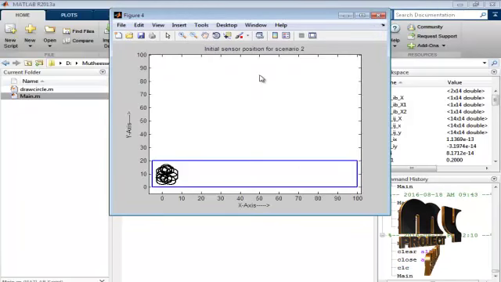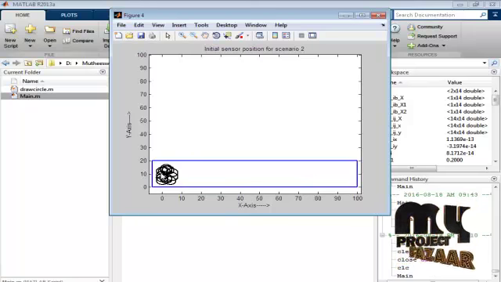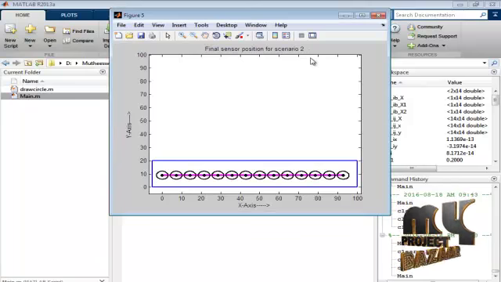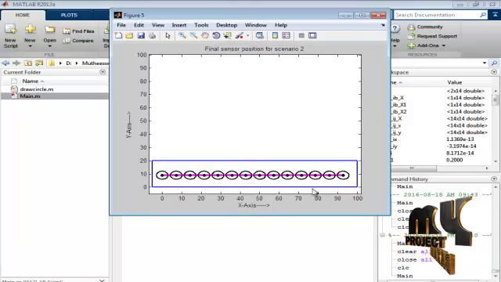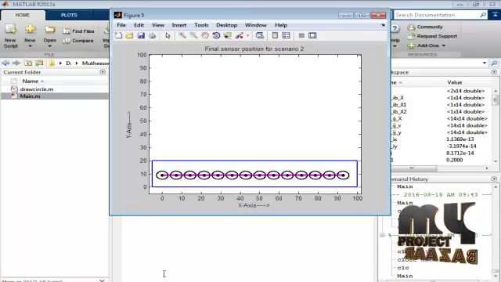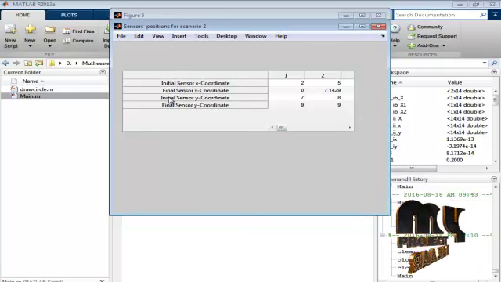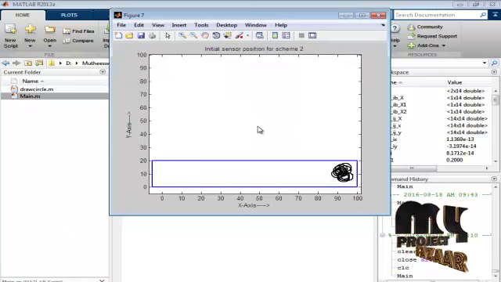This is the initial sensor position for scenario 2. Here the sensors are grouped into one location and formed into a rectangular belt, and this is the final sensor position for scenario 2. By performing the scenario 2 operation, we obtain the sensor positions, and these are the initial sensor x and y coordinate and final sensor x and y coordinate values.